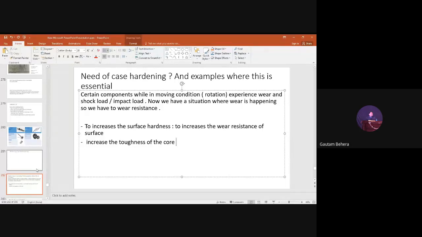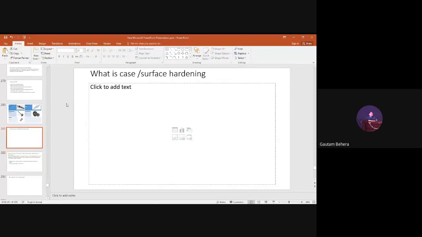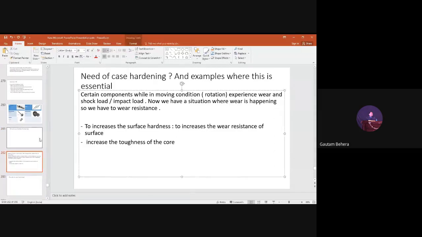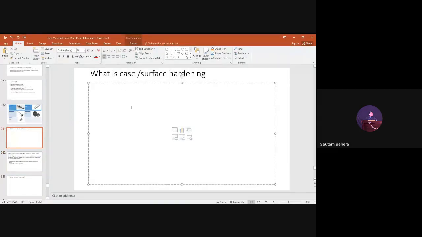Fine. Next is why we are doing that: to increase the life of the moving or rotating components. To increase the life of moving or rotating components, we have to increase the surface hardness.